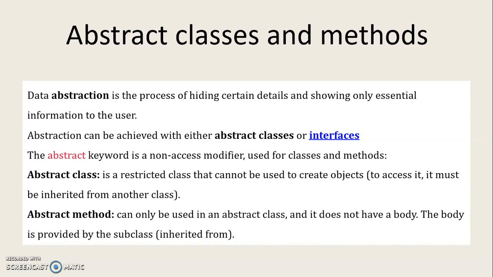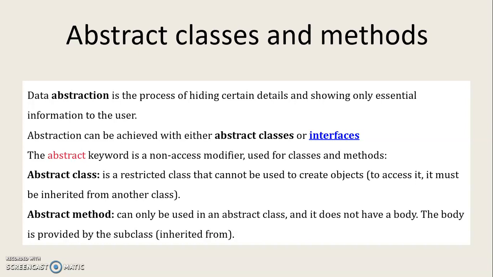This is possible by using the keyword abstract, which is actually a non-access modifier. This abstract keyword provides certain restrictions to the classes, methods, and interfaces. An abstract class is a restricted class that cannot be used to create objects, meaning it is not directly executable. So if you have an abstract class, you need the help of another class to implement it. You have to make another class inherit from this abstract class, and using the object of that class, you can implement this abstract class.